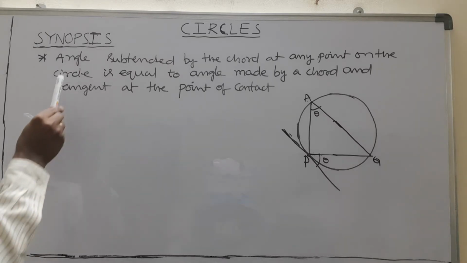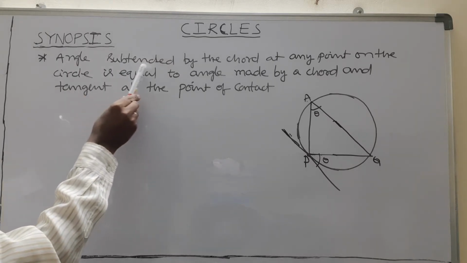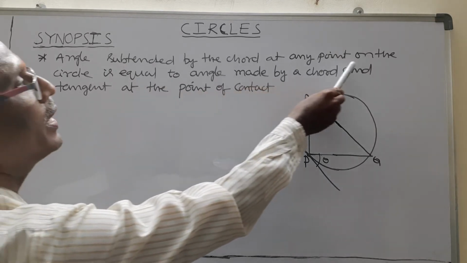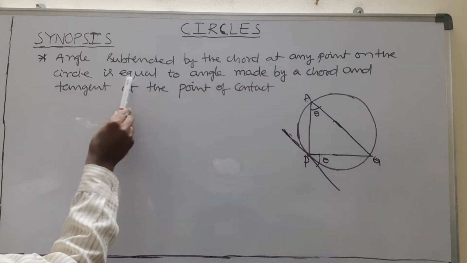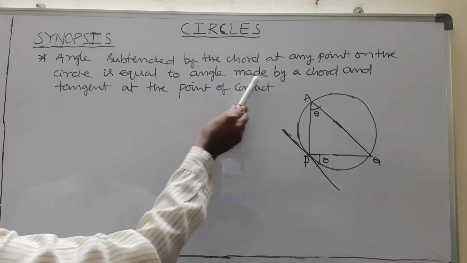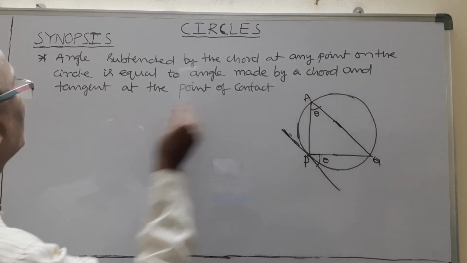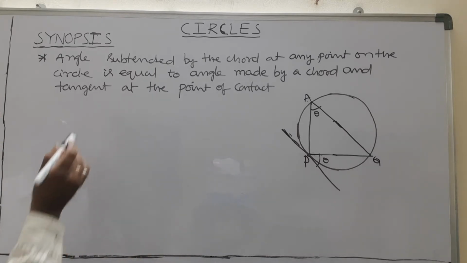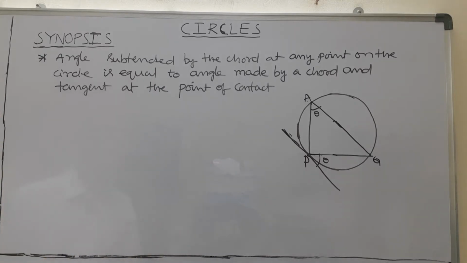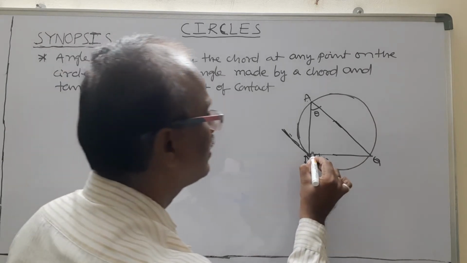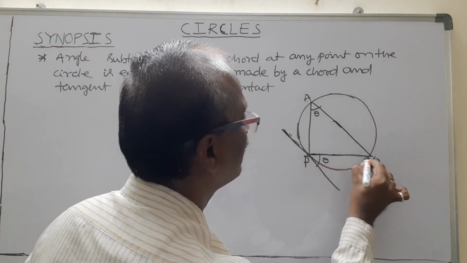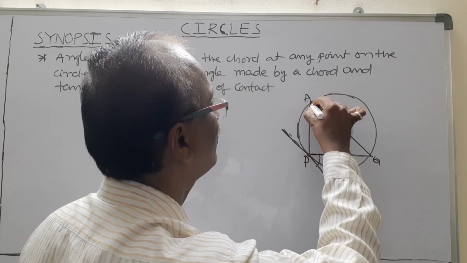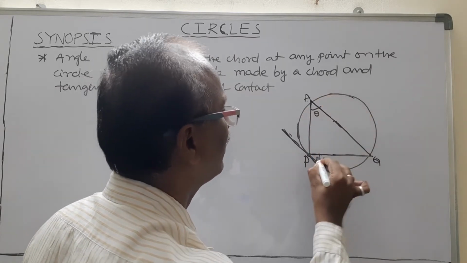Next one, the angle subtended by the chord at any point on the circle is equal to the angle made by the chord and the tangent at the point of contact. This is also a very important point. In the diagram, this is the chord PQ. It subtends an angle theta on the circumference of the circle. This is the angle theta.